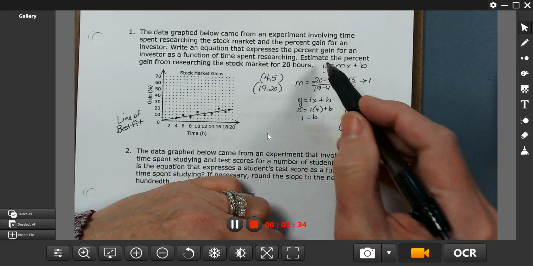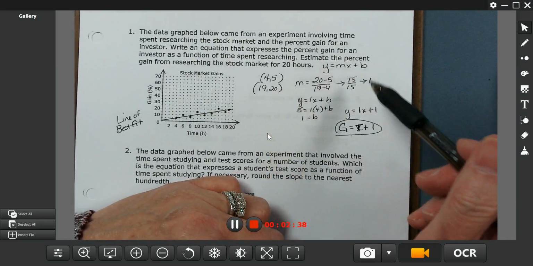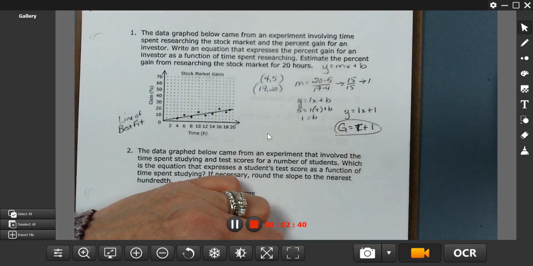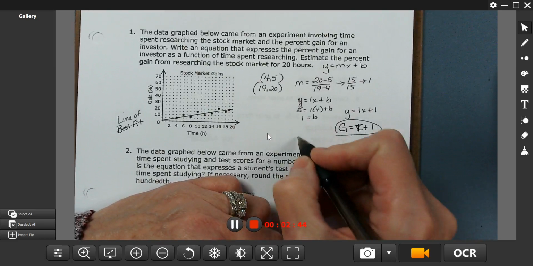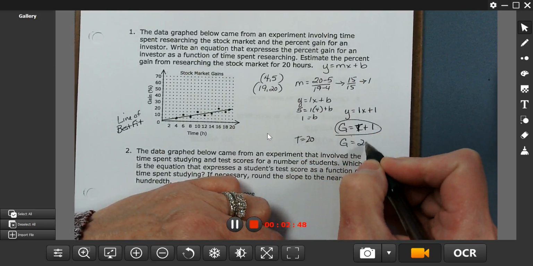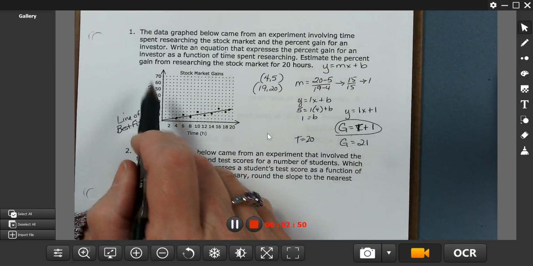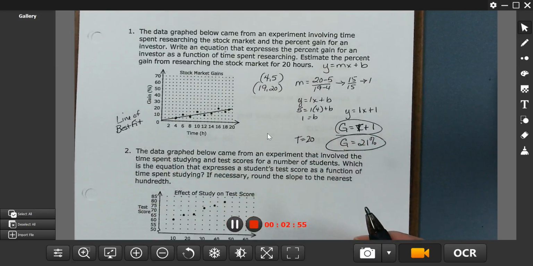Then it says estimate, and this is the first answer, okay? It says write an equation. Estimate the percent gain after 20 hours. So if time is 20, you just put 20 in for t, and you get that g is 21. Now the unit here is percent, so it's 21%. That's the answer to the second part.